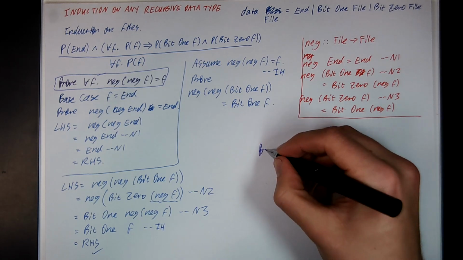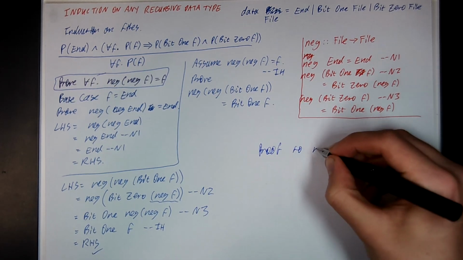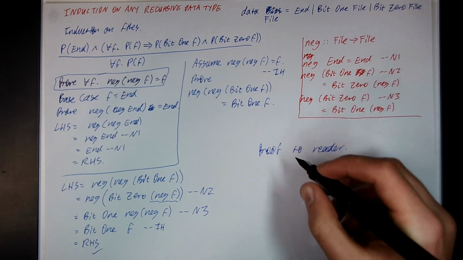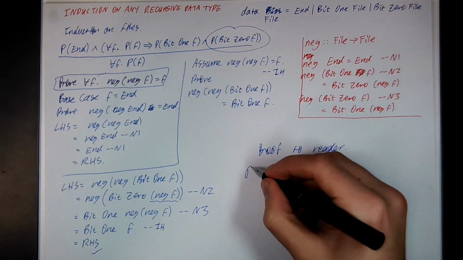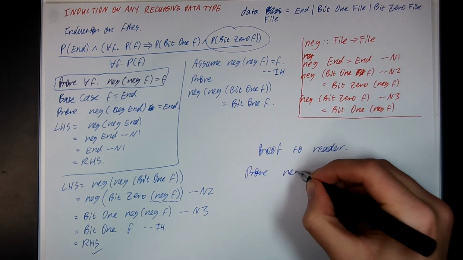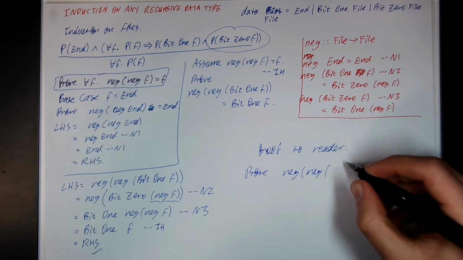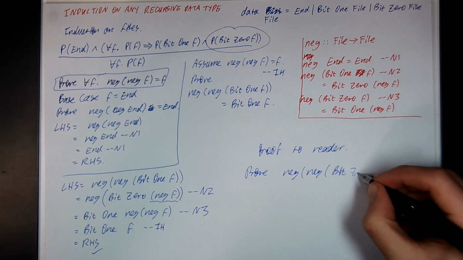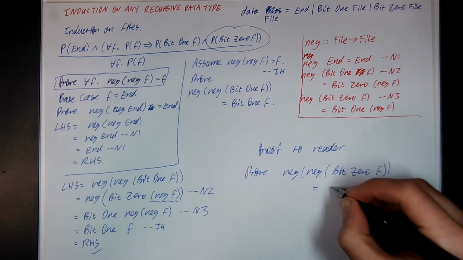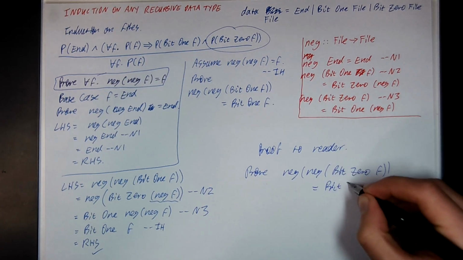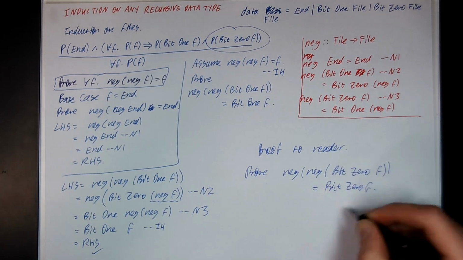So, proof to reader, prove this case here. Prove that if you negate the file twice and it starts with a 0, you get back what you started with, bit 0 f. Okay, so do that as an exercise.